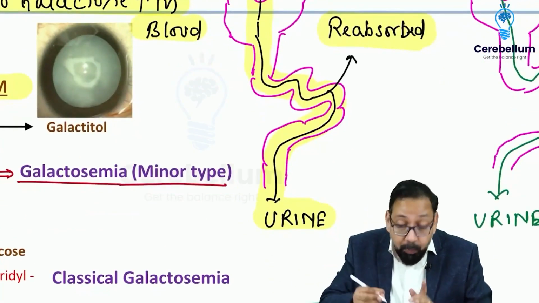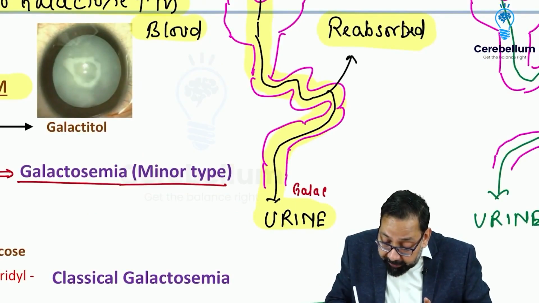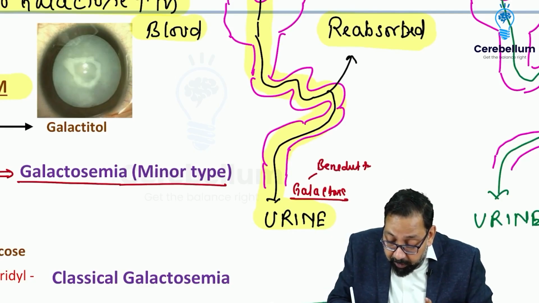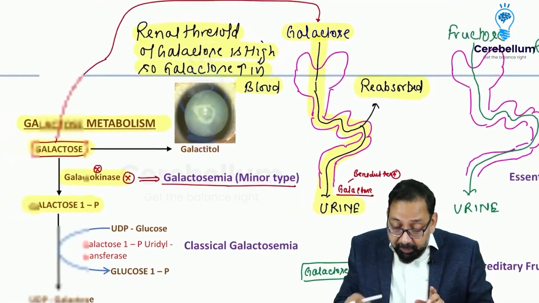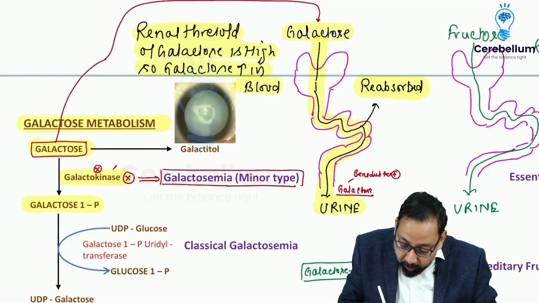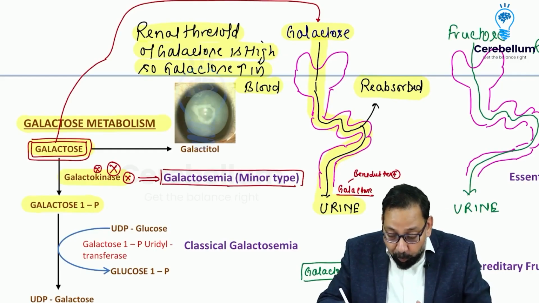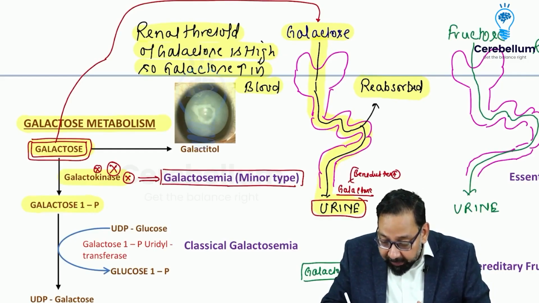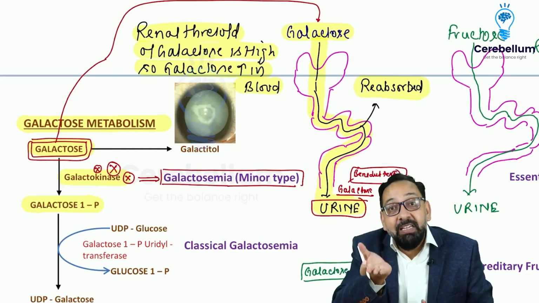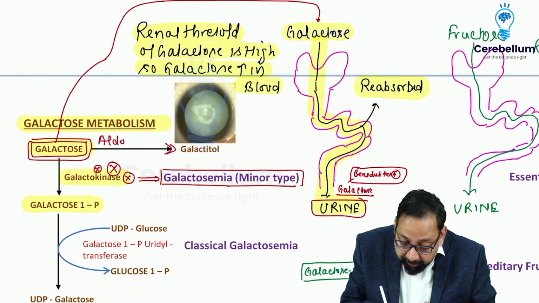Galactose is a monosaccharide, and all monosaccharides are reducing sugars. So this galactose is present in urine, so it will give a Benedict test positive. So I can say that in the minor type of galactosemia, with galactokinase deficient, galactose will increase. This will be filtered in glomeruli and come in urine, so Benedict test positive. And it will also increase in blood. When it increases in blood, extra galactose will be converted to galactitol by aldose reductase.